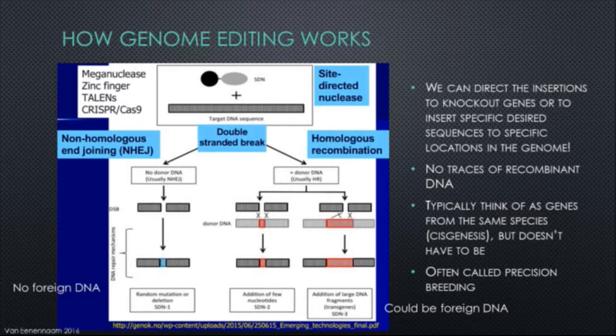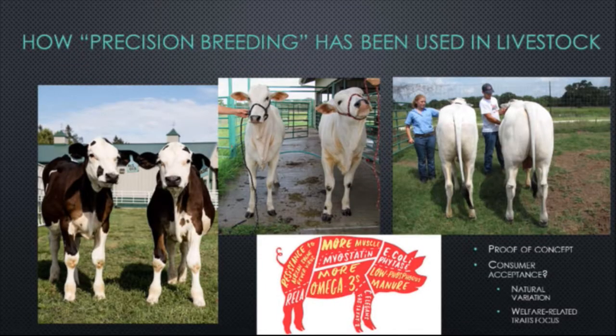So from a consumer acceptance standpoint, you can start to see where that may be a little less objectionable than something like a transgenic organism. And I think because of this, it's sort of been dubbed as precision breeding. So if you hear things about precision breeding, be thinking genome editing. So it has been utilized to do a variety of pretty interesting things within livestock.